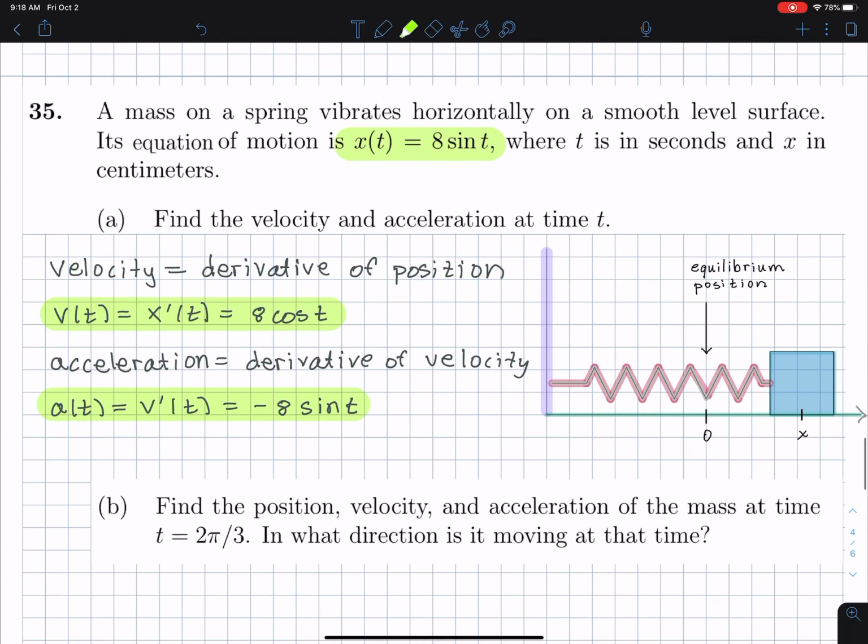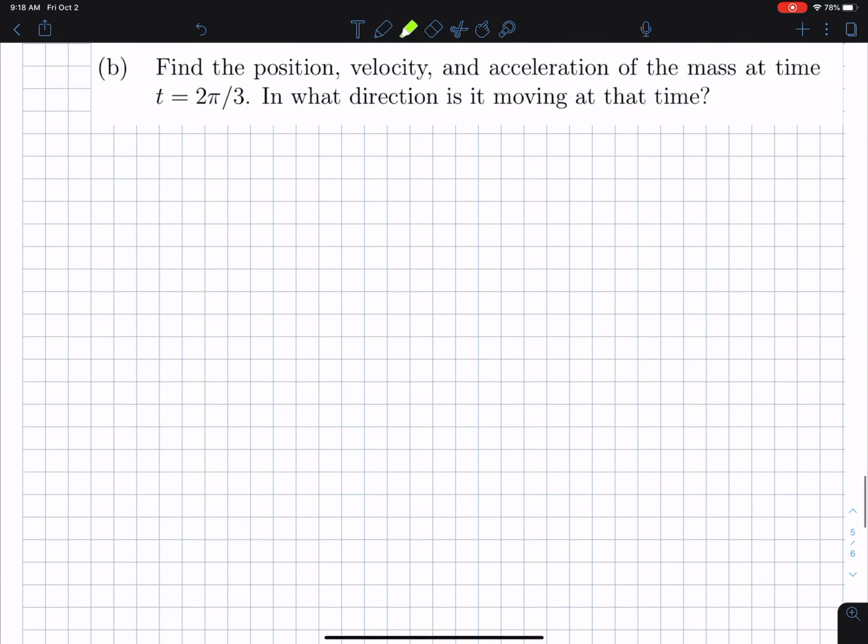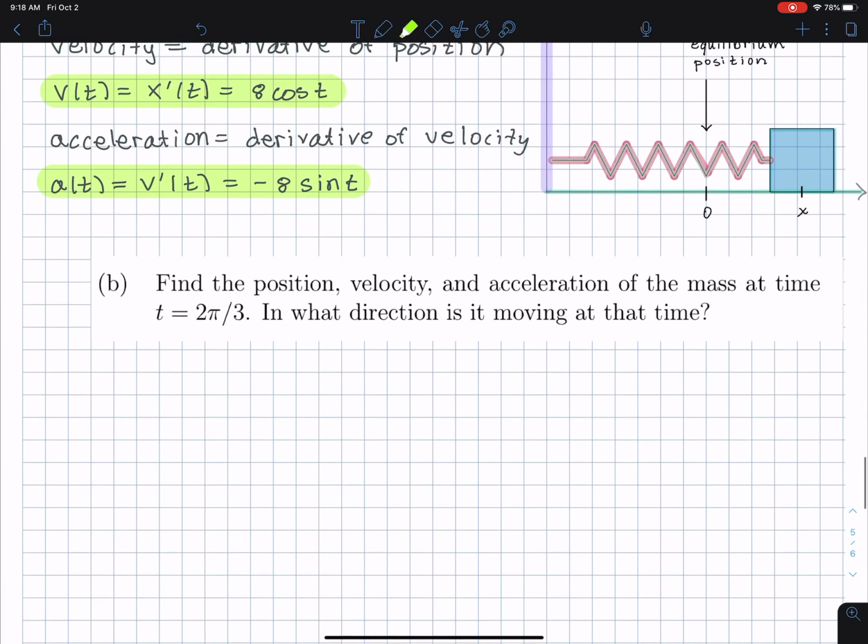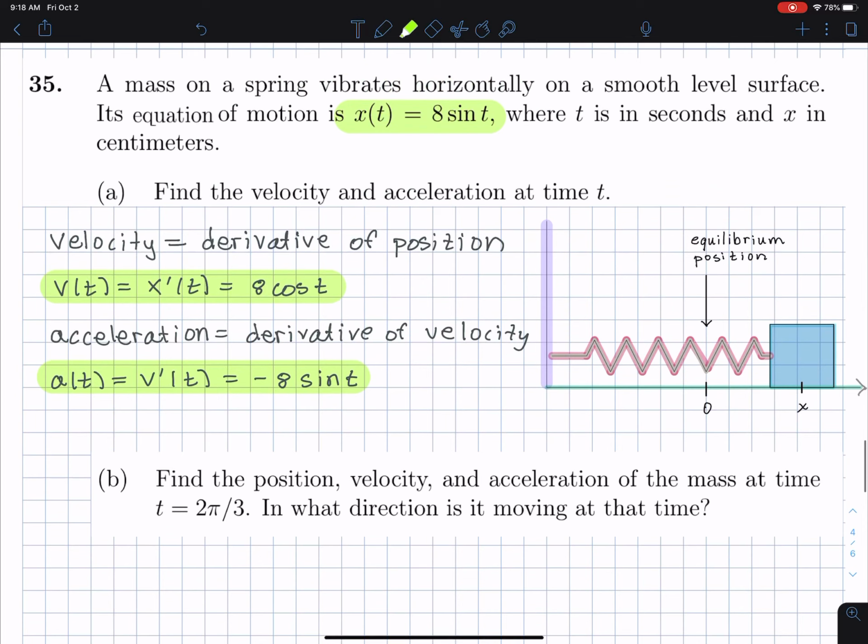Find the position, velocity, and acceleration of the mass at time t equals 2/3 pi. In what direction is it moving at that time? And that's all for that problem. Okay, so let's check that out. All right, so position is going to be, should I write it down? I guess I will. Position, I'll write down the word position.